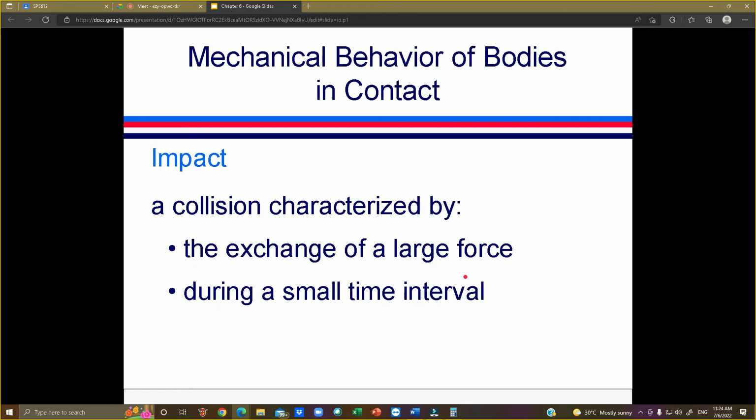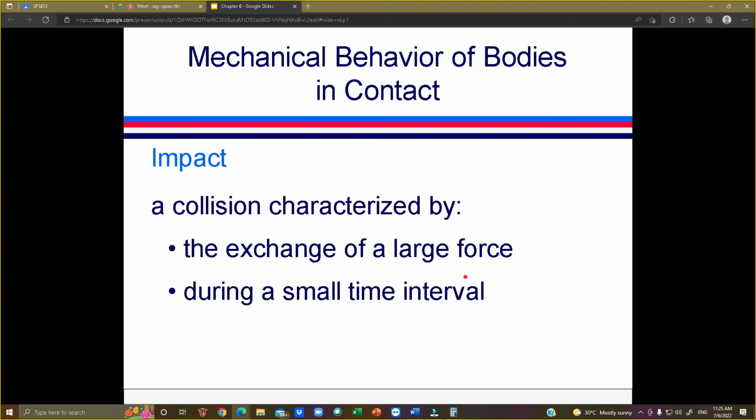Alright. And finally, we talk about mechanical behavior of body in contact. Collision. Collision cause impulse to be transferred. Okay, collision, pelanggaran. When we talk about collision, it is actually the change of force. Impulse happen in collision. We deliver impulse during collision. Okay, during impact. Collision is impact.